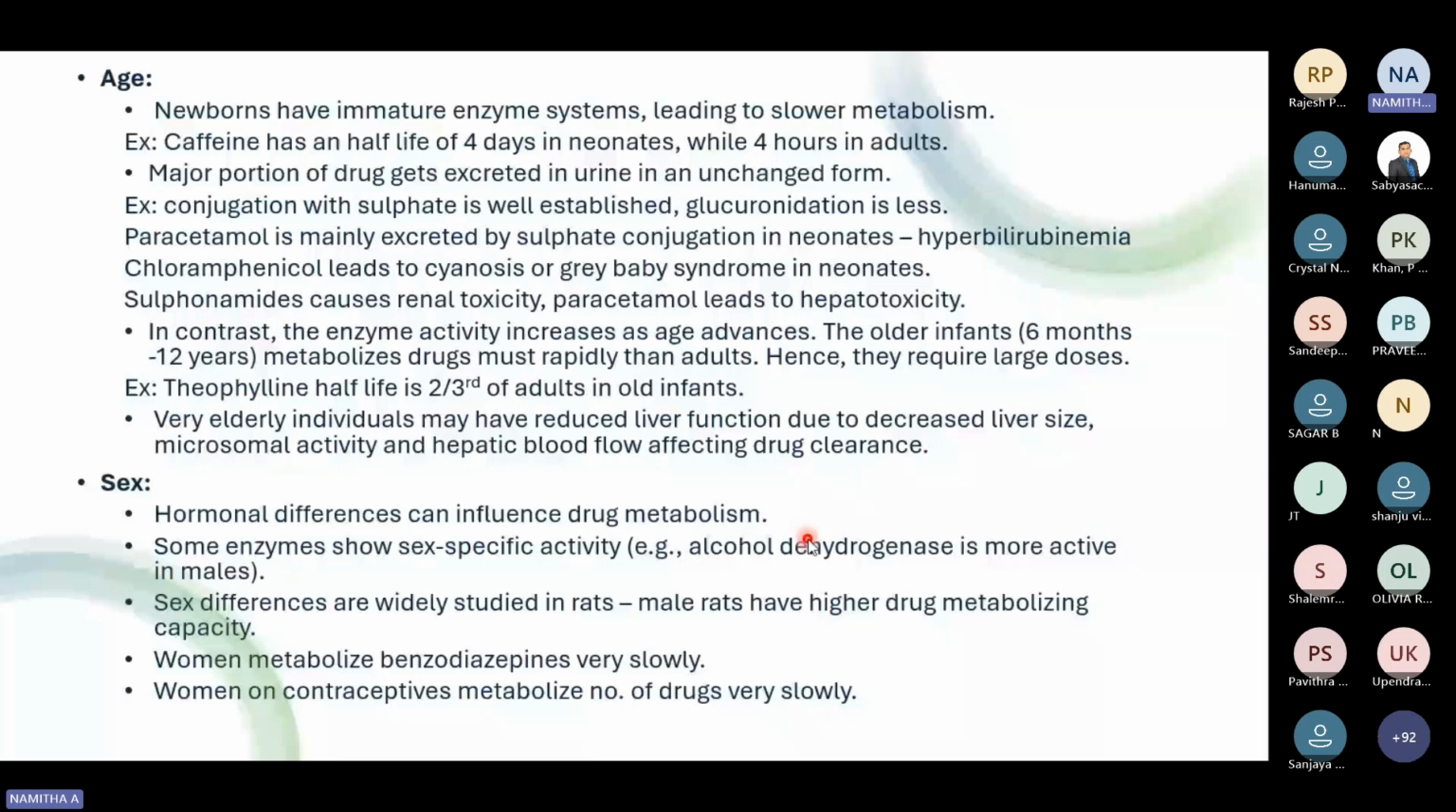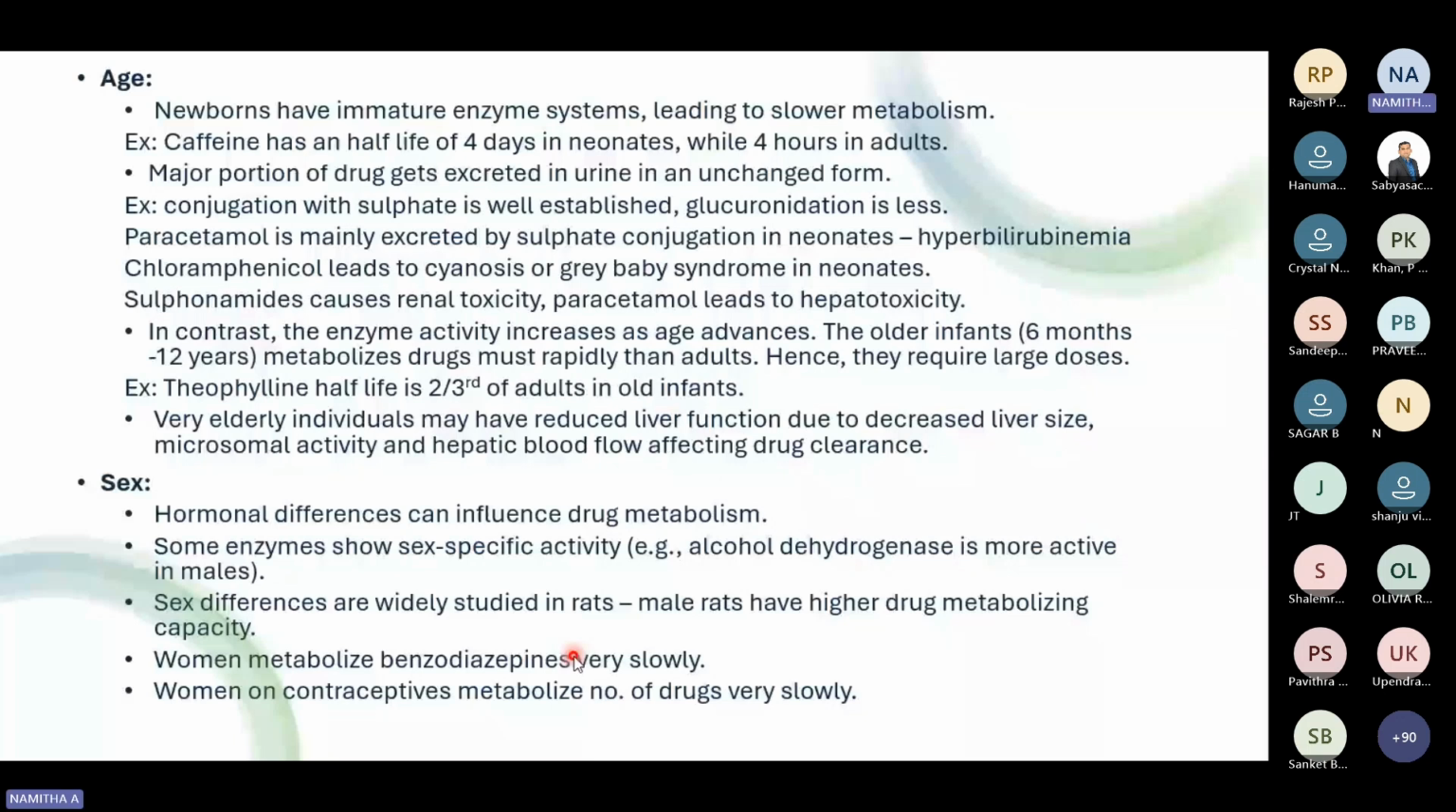The next factor is sex. Hormonal differences can influence drug metabolism. Some enzymes show sex-specific activity; for example, alcohol dehydrogenase is more active in males. Sex differences are widely studied in rats. Male rats have higher drug metabolizing capacity, while females have lesser metabolizing capacity. Hence, most toxicity studies are performed in female rats, while humans metabolize benzodiazepine very slowly. Also, women on contraceptives metabolize a number of drugs very slowly. Hence, we should be very careful while giving other drugs along with contraceptives to women.